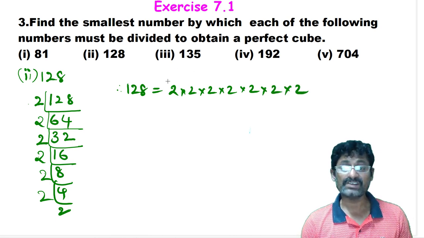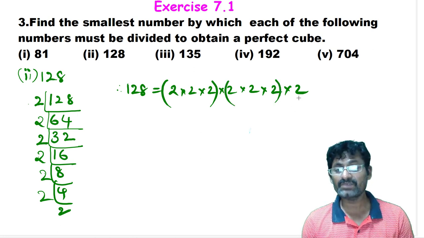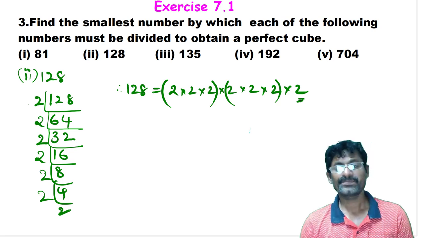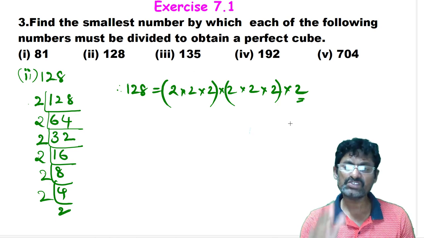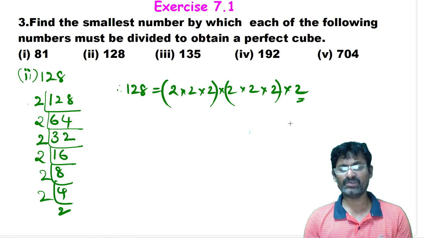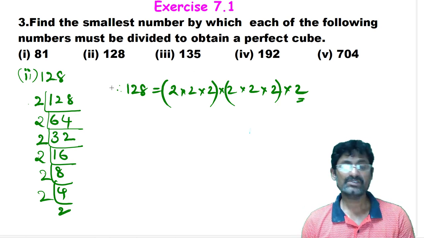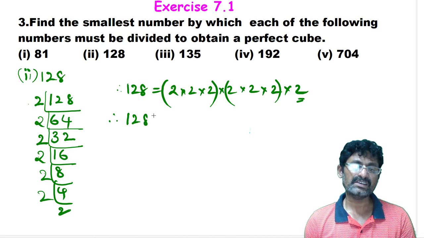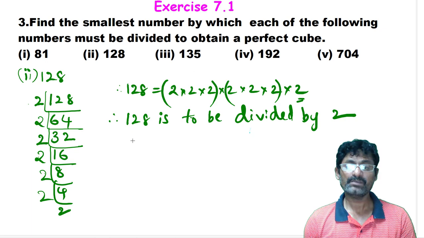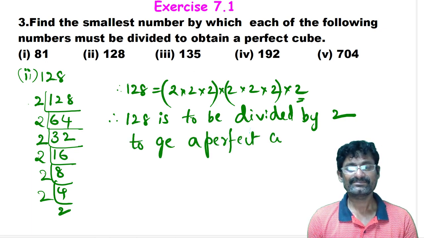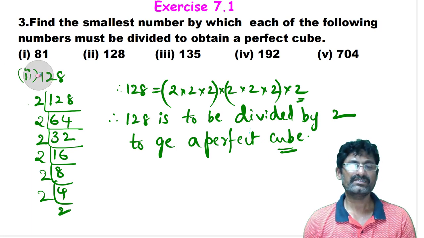Now here observe the triplets. 2 times 2 times 2 is one triplet and 2 times 2 times 2 is another triplet. Here observe one 2 is extra. We need triplets, but here we have one 2 extra. If we remove this 2, then it becomes a perfect cube. Why? Because if you remove this 2, triplets of equal numbers will remain. So therefore 128 is to be divided by 2 to get a perfect cube. That's it.